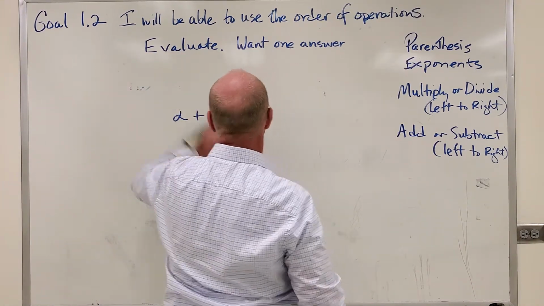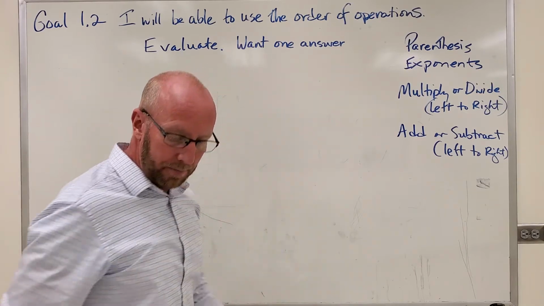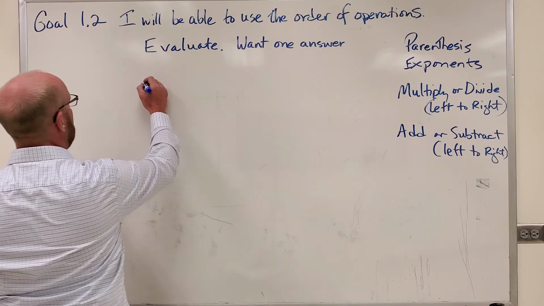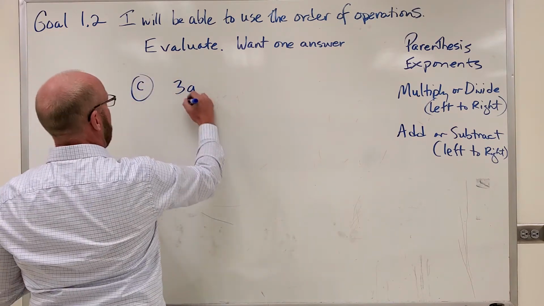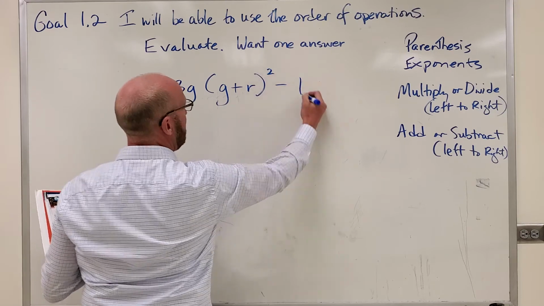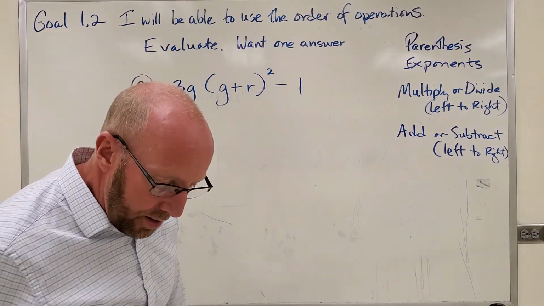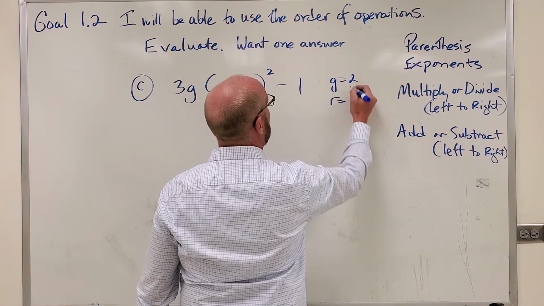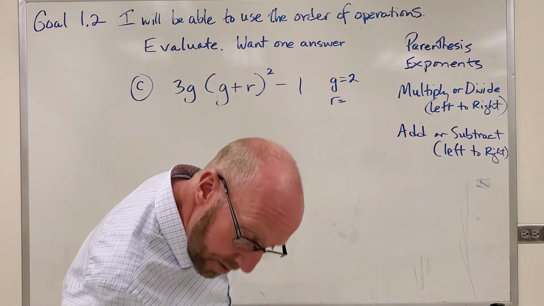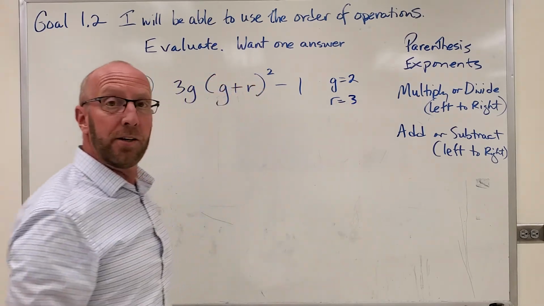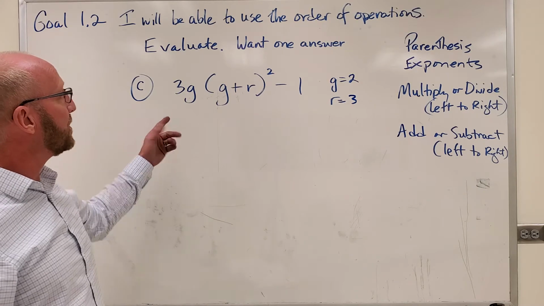And let's do some more, maybe a little bit more complicated problem. It would be something like this: 3g(g plus r) squared minus 1. G is equal to 2. R is equal to 3. And that's all we need, g's and r's. So g is equal to 2, r is equal to 3.